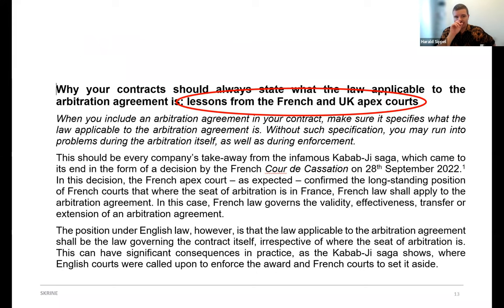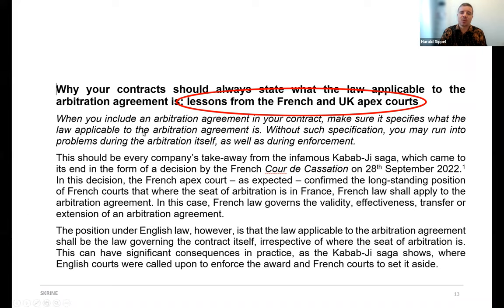And I just want to highlight something that I wrote and that will be sent to several of my clients next week. There was a decision by the French Cour de Cassation, the Supreme Court, about a month ago, and it decided this way, and the UK Supreme Court decided that way. And my article here, my client note, is an advisory note to the client where I explain what they should do in order not to be in that situation.